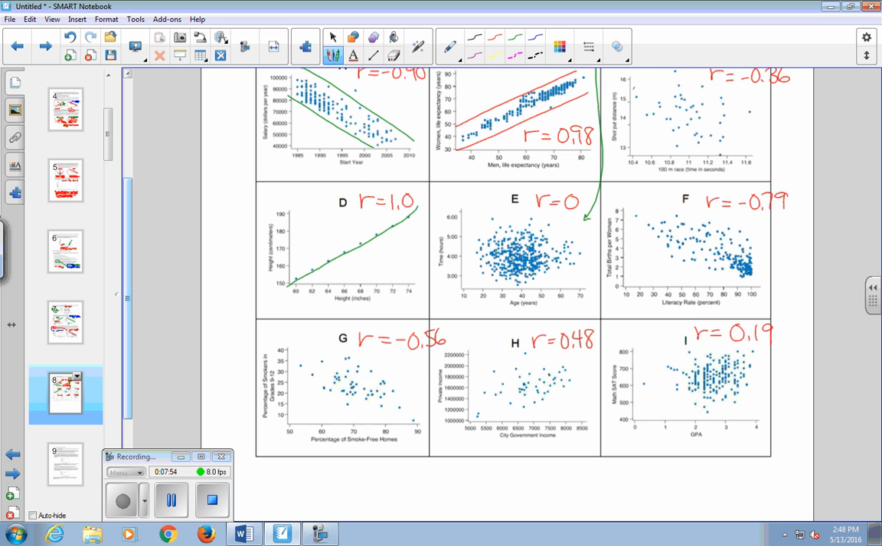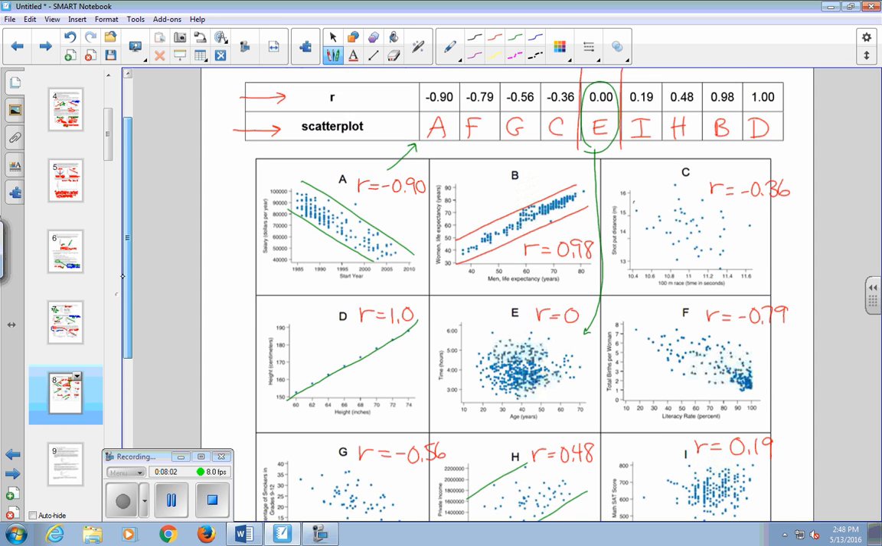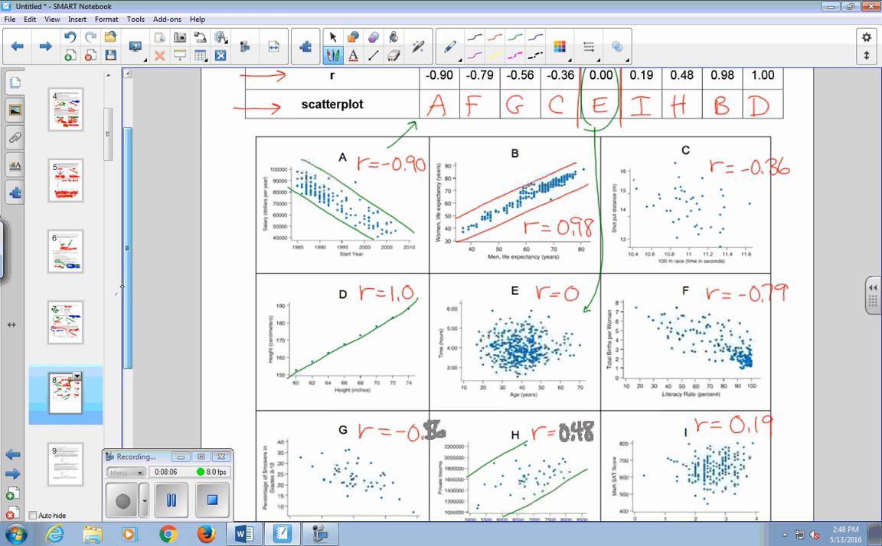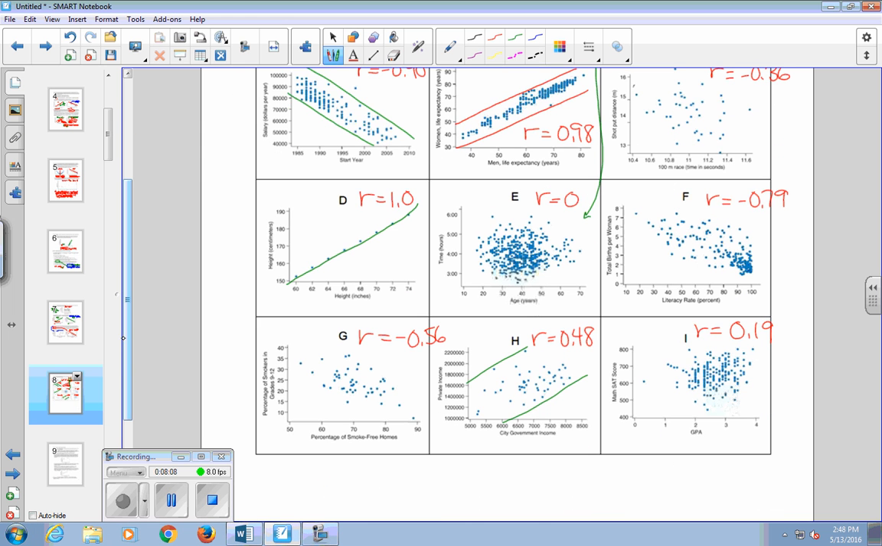H is a good one. This one has a slight upward trend, so it's positive. It looks like it's got a lot of vertical spread, so it's got one of the weaker positive correlations. Going back up to the table, it looks like it's the second weakest one, just a little bit stronger than the one to the right of it. Scatter plot I has a little bit more vertical variation.